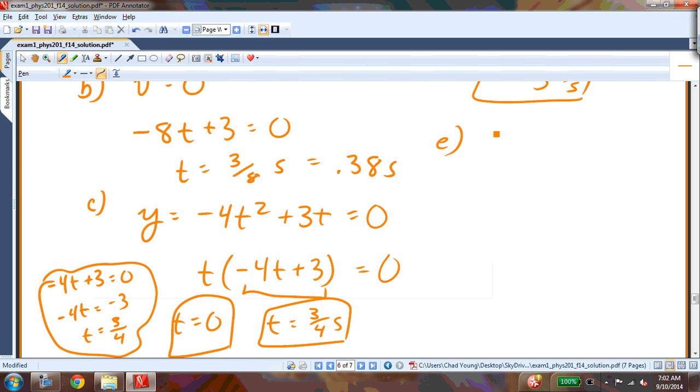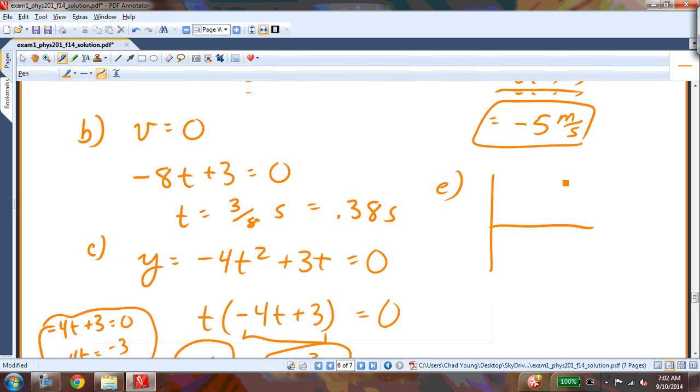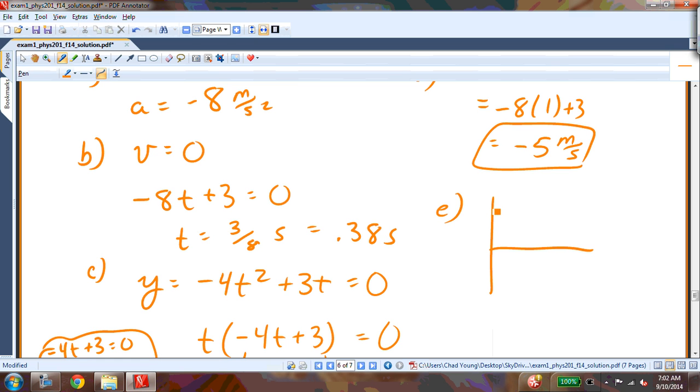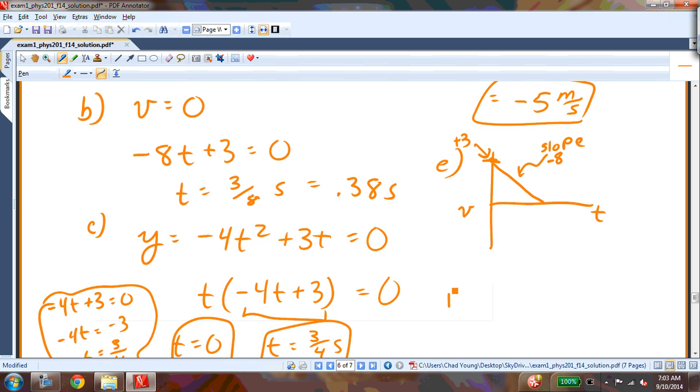And then e is draw the velocity versus time graph. I know from my velocity function that the initial velocity is 3, and that my slope should be negative. My acceleration is negative. So it's going to look like this. Here, this is velocity versus time. The slope equals negative 8. And the initial value right here is positive 3. I wasn't looking for those numbers, but just to give you an idea how to draw the graph.